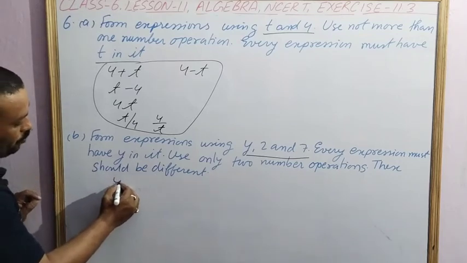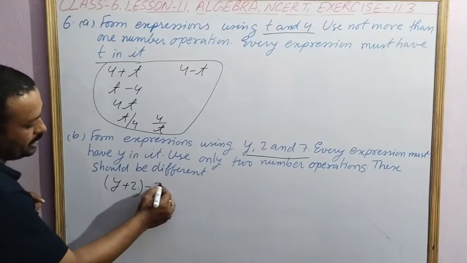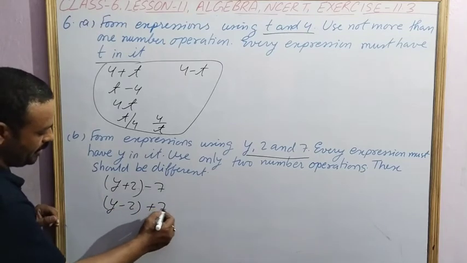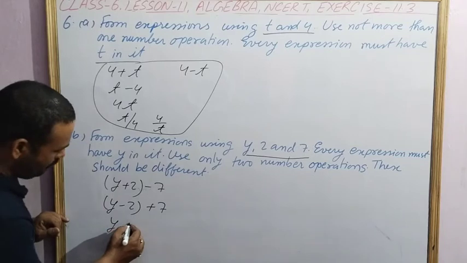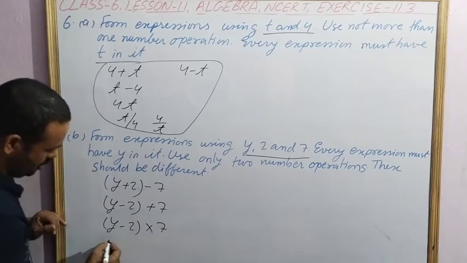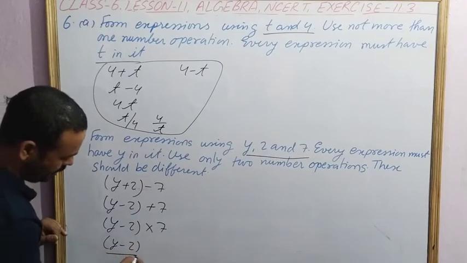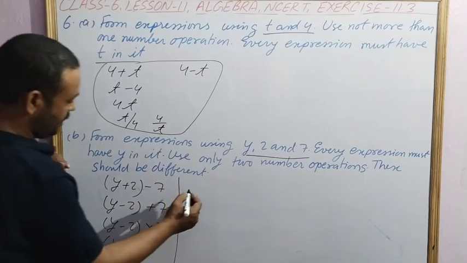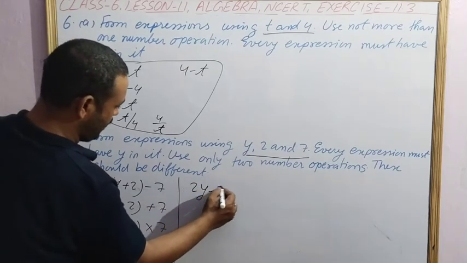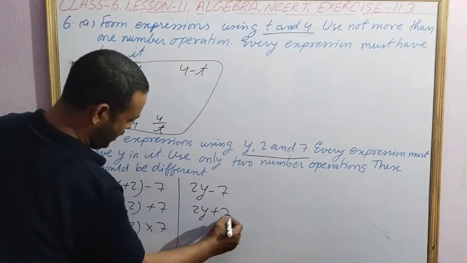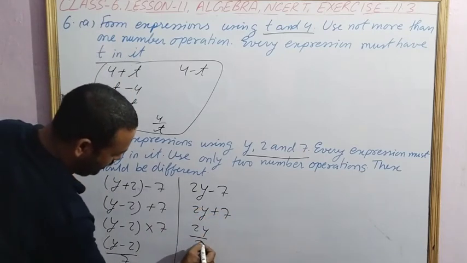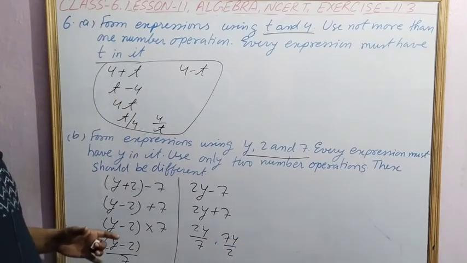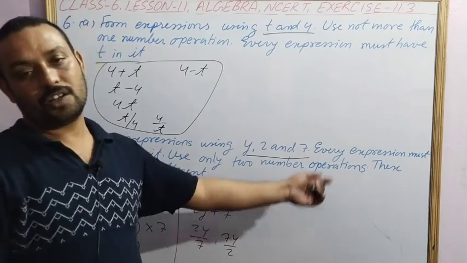So first one we will write y plus 2 minus 7. Two different operations we have taken. Y minus 2 plus 7 we can take. Y minus 2 into 7 we can take. Y minus 2 by 7 we can take. Second, we can take like this: 2y minus 7, 2y plus 7, or 2y by 7, 7y by 2. So like this you can make many expressions. It's up to you, we can do it.